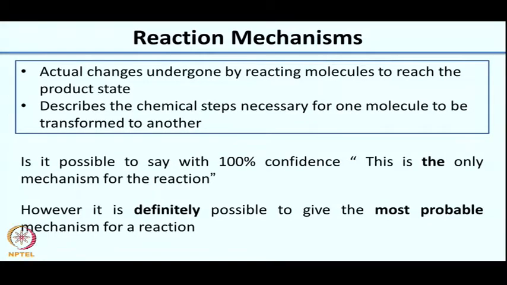Again, just like I told you for the earlier example of going from destination A to B, you can take one road to reach from A to B, but that might not be the only road. You might have different roads which take you from A to B. You can say with 100% confidence that this might be the fastest road to reach from A to B, but what you cannot say with 100% confidence is that this is the only road.